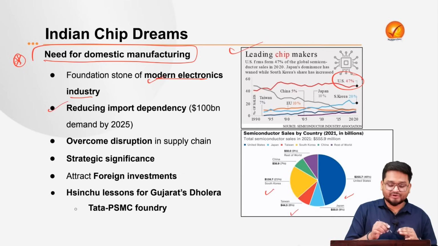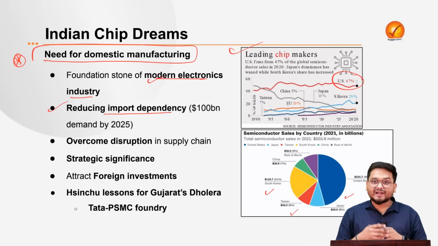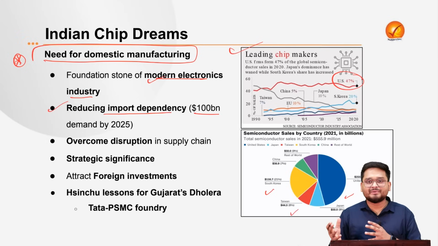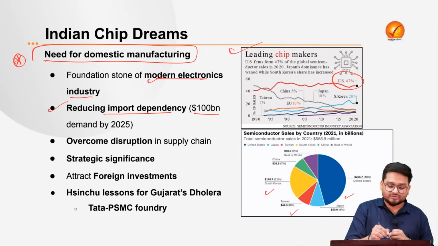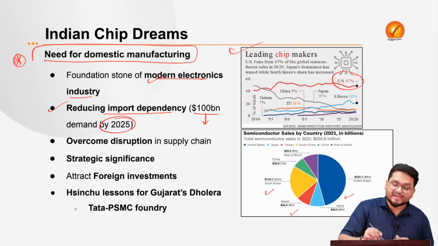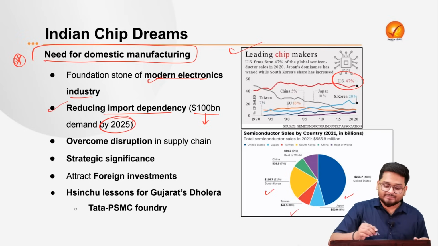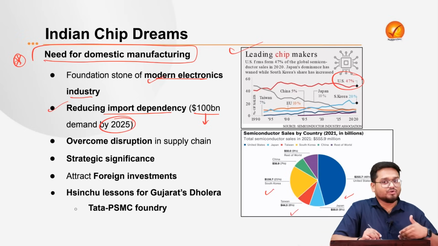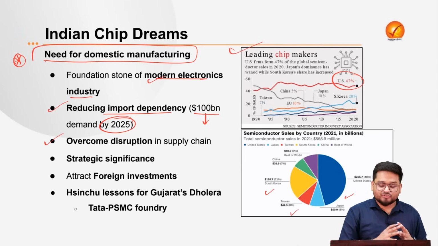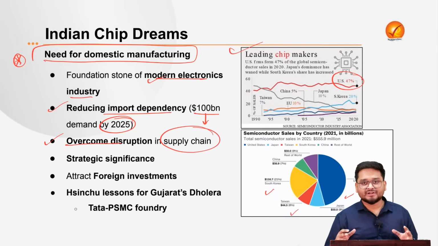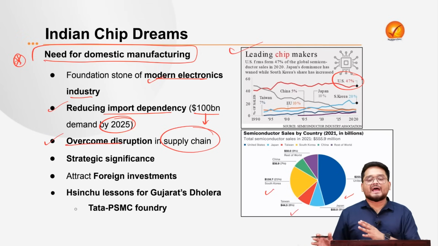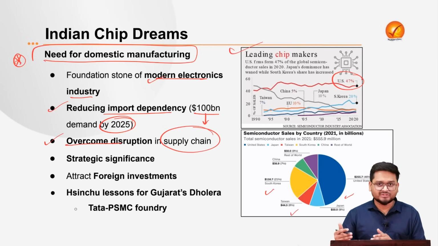Next, we also need to reduce our import dependency, and that is why the demand will be increasing by $100 billion by 2025. That means this $100 billion is flowing away from our country. That means we are losing a lot of foreign capital here too, right? The next point is about overcoming disruption in the supply chain. Taiwan is located just off the coast of China, and China is increasingly eyeing Taiwan and trying to capture the entire region, and hence capture the entire semiconductor industry too.